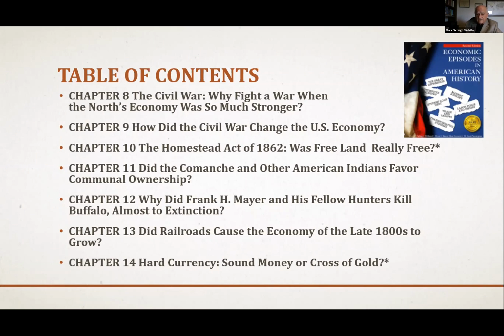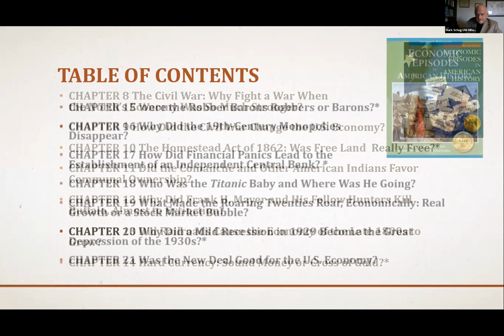Why did the railroads cause the economy of the late 1800s to grow? The textbooks sort of imply that. We take a little different look at it. Hard currency: this is one of Bill's chapters. A lot of teachers comment on the Sound Money and Cross of Gold speech by William Jennings Bryan, but really to get at what they are talking about: why were the farmers wanting inflation during this time? So there's a nice explanation there.